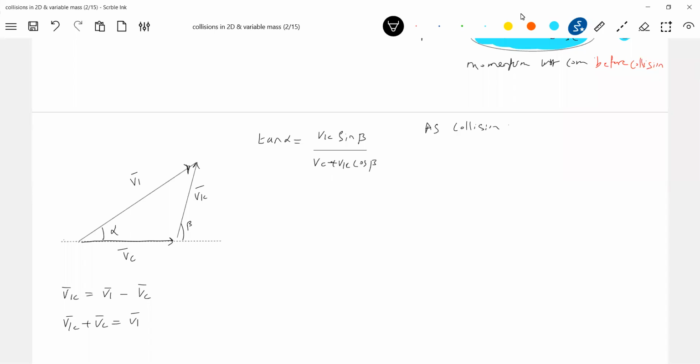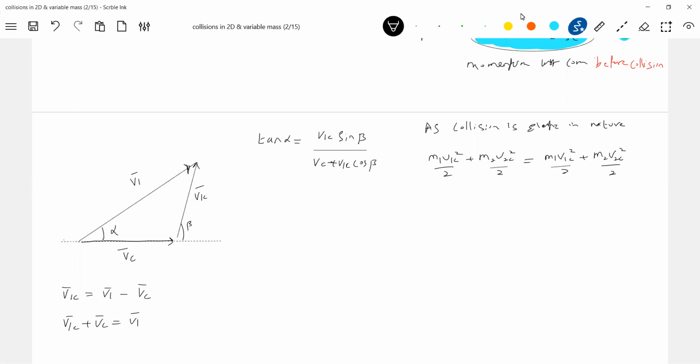As collision is elastic in nature, what will happen to total kinetic energy? It will be conserved. In the center of mass frame also, they must have. So in the C frame, what is the equation I can write? (M1 U1C square plus M2 U2C square) by 2 should be equal to (M1 V1C square plus M2 V2C square) by 2. As collision is elastic in nature, in any frame, kinetic energy will remain constant or will be conserved.